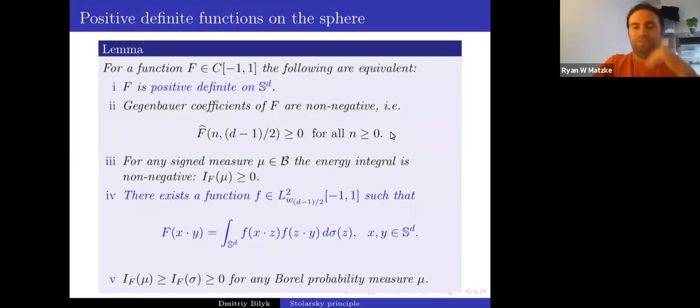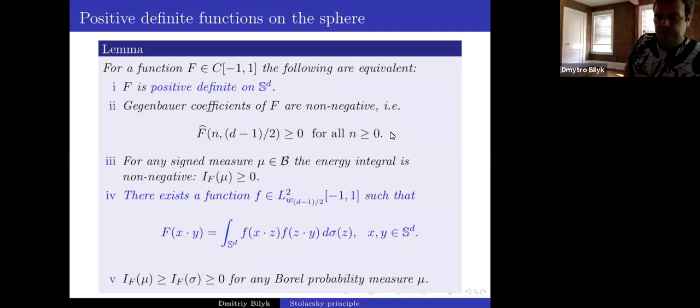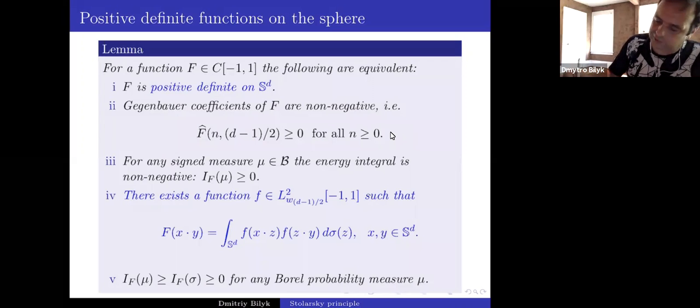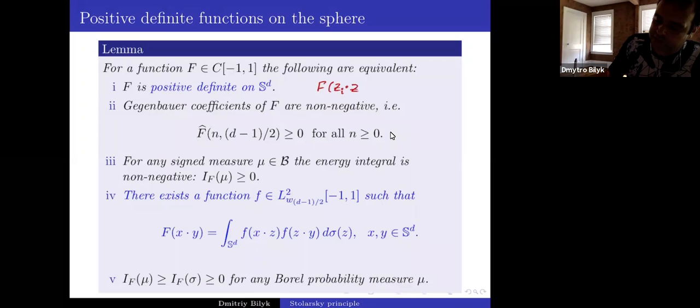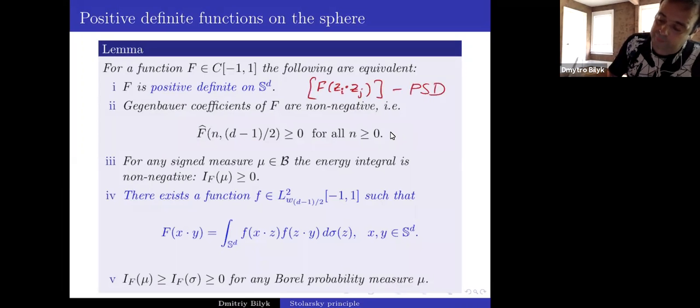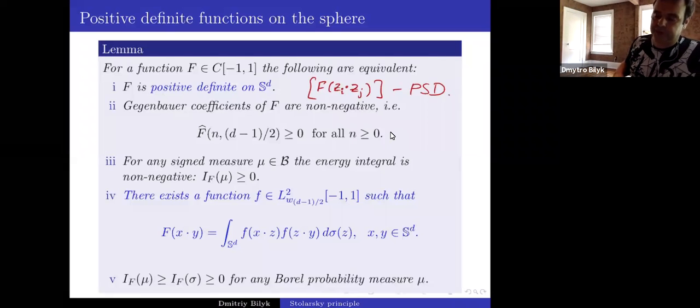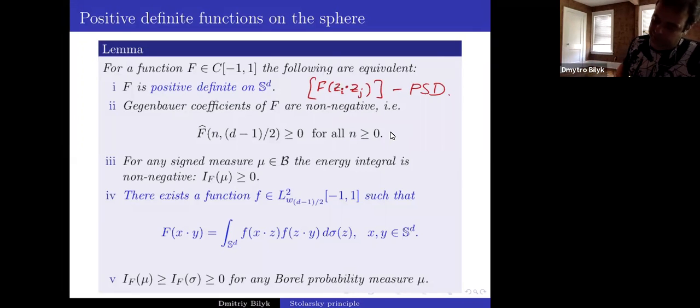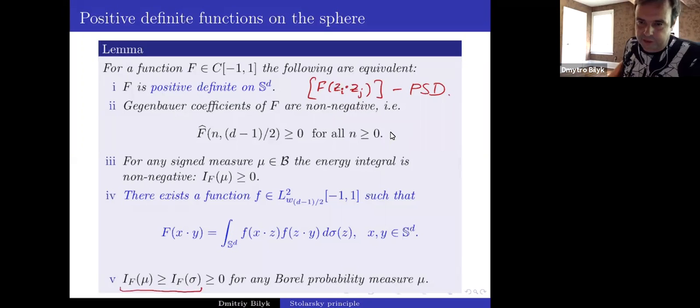So most of you know the notion of positive definite functions on the sphere. The definition is that for any collection of points, if you take the matrix F applied to the Gram matrix element-wise, then this is positive semi-definite. And there are several equivalent characterizations, right? One characterization that's particularly important for us is that being positive definite is equivalent up to a constant to sigma being the minimizer of the energy integral.